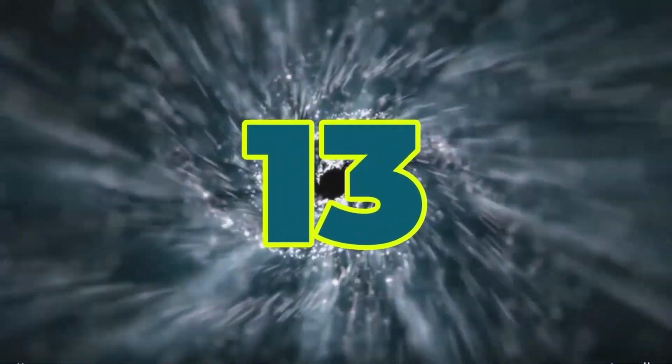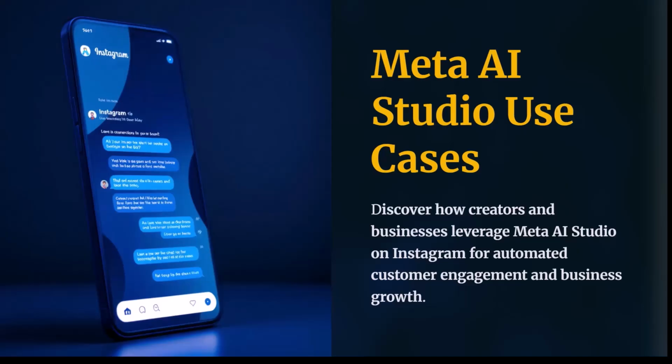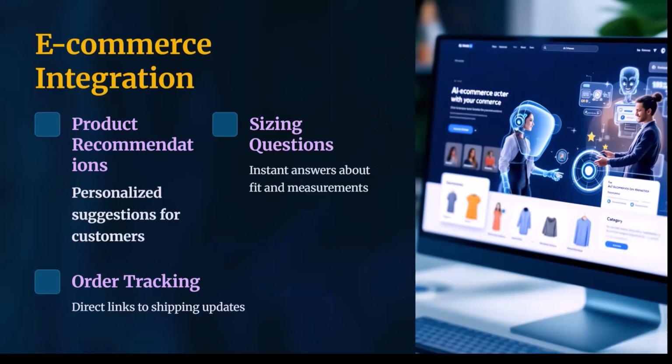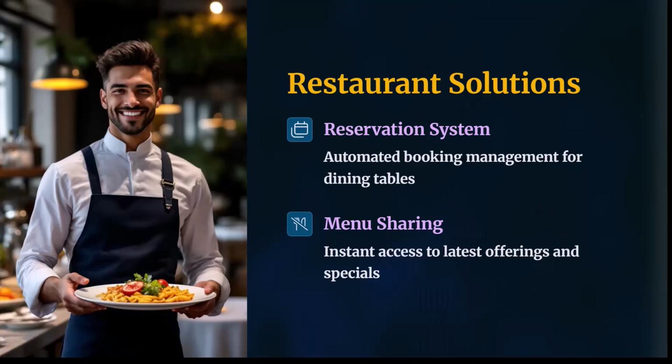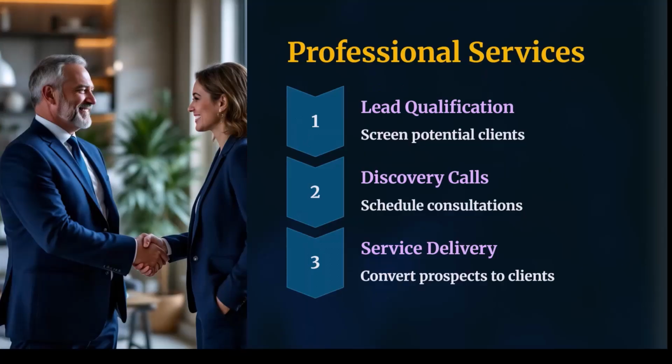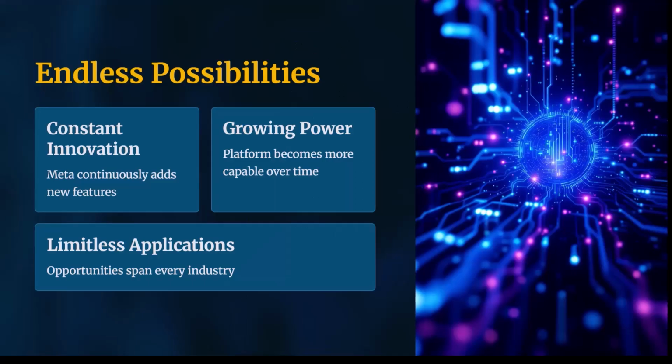Section 13. Use case ideas. Need some inspiration? Here are a few ways creators and businesses are using Meta AI Studio on Instagram. E-commerce shops use it to recommend products, answer sizing questions, and provide order tracking links. Content creators use it to direct followers to new videos, courses, or event signups. Restaurants use it to take reservations and share their latest menu. Coaches and consultants use it to pre-qualify leads and book discovery calls. The possibilities are endless, and Meta is constantly adding new features to make it even more powerful.